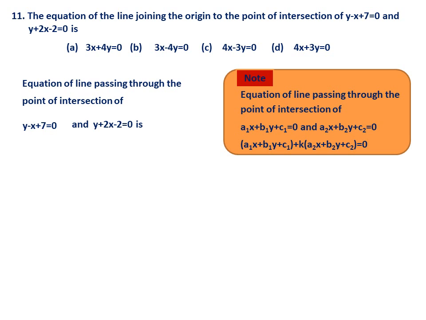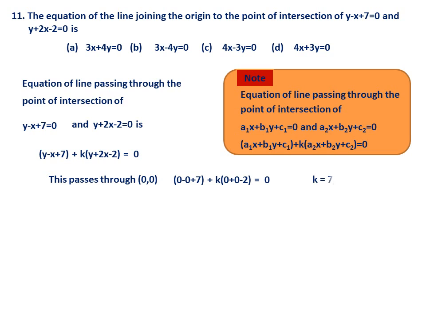The first equation is y minus x plus 7 equal to 0. Second equation is y plus 2x minus 2 equal to 0. Therefore the required equation must be y minus x plus 7 plus k into y plus 2x minus 2 equal to 0. Now what you have to do is, this passes through the point 0, 0. Therefore you have to substitute this value to find the value of k. When you simplify, you get k equal to 7 by 2. Now this k equal to 7 by 2 you have to substitute in the equation. Therefore y minus x plus 7 plus 7 by 2 into y plus 2x minus 2 equal to 0.